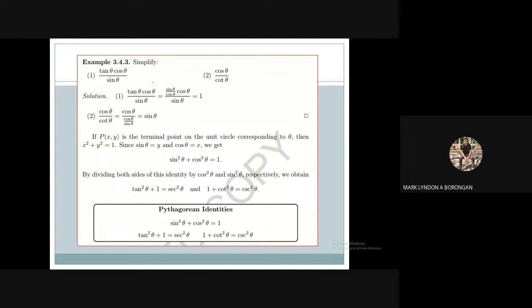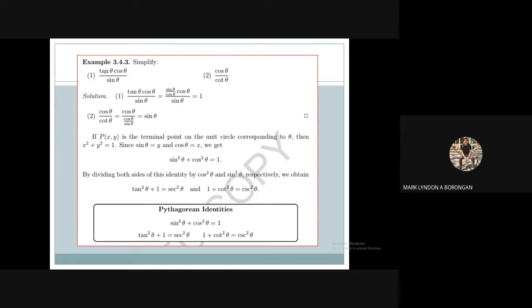For number 1, we are given tangent of theta times cosine of theta divided by sine of theta. We are asked to simplify this one. So how do we simplify it? We simplify it by substitution.